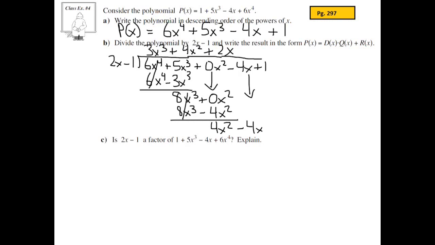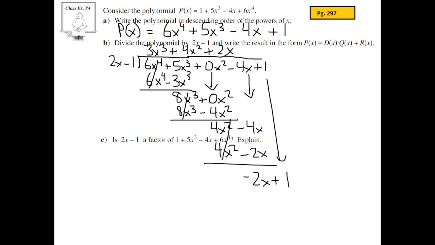And that means that you're going to have 4x squared. 2x times negative 1 is going to be negative 2x. So sorry about this running into the next part of the question. So this part gets cancelled out, but we've got negative 4x minus a negative 2x, which is going to be a negative 2x. And we're going to bring down that 1, which is going to be positive 1.